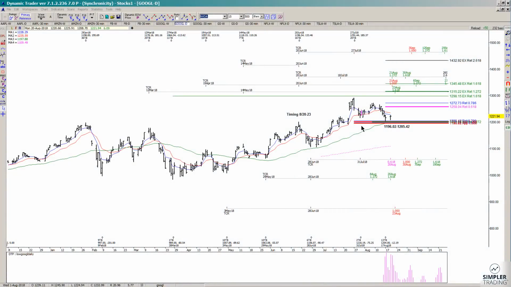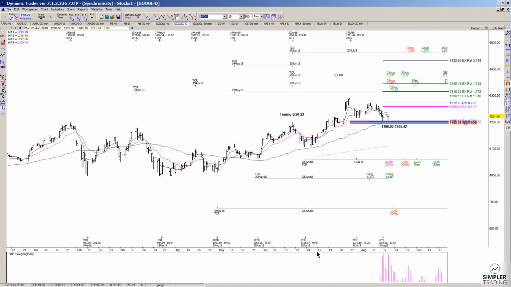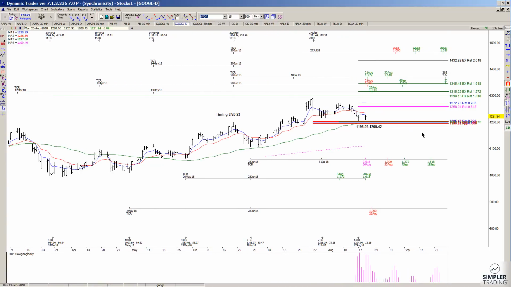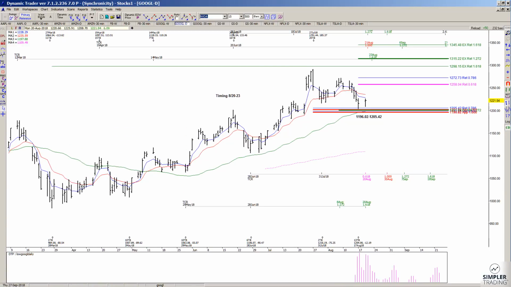Okay, in today's video we're going to look at a setup that I have in Google, and this is the daily chart of Google. I have both time and price parameters along with a zigzag or two-step pattern. So the zone that I've been looking at for support comes in at the 1196 to 1205 area.